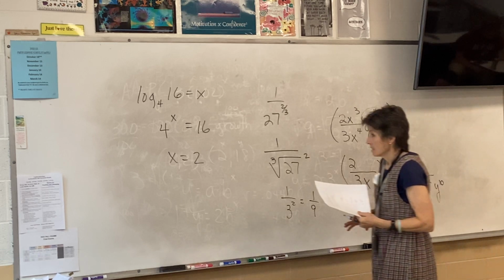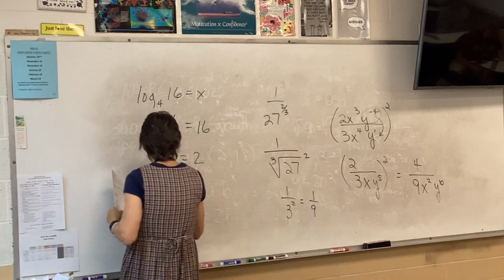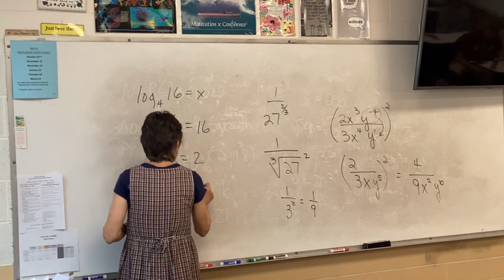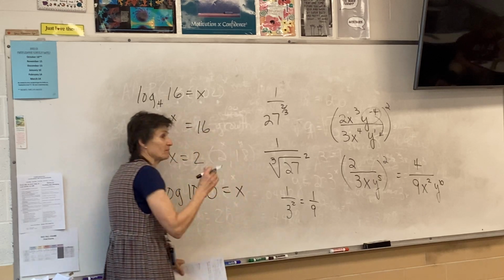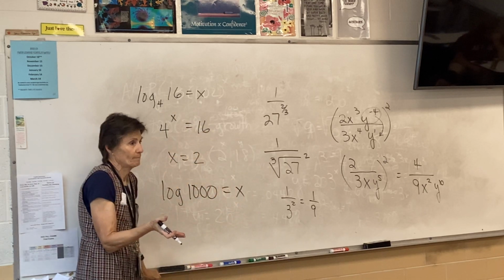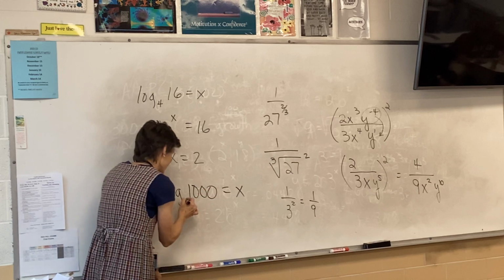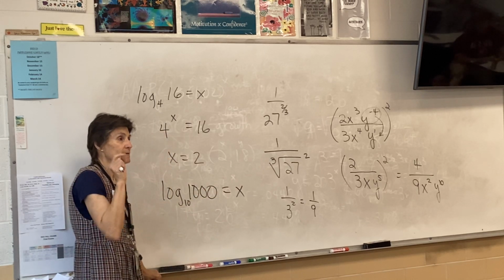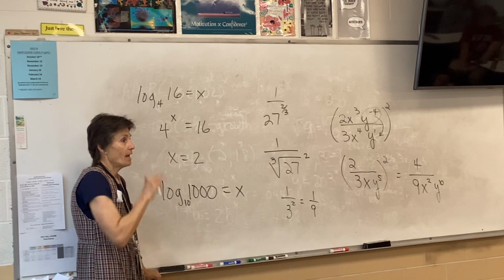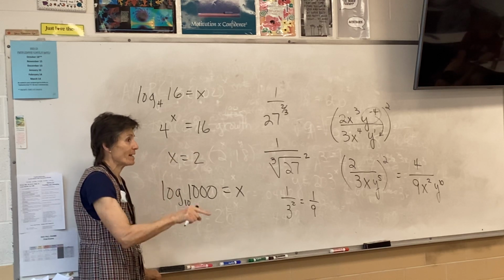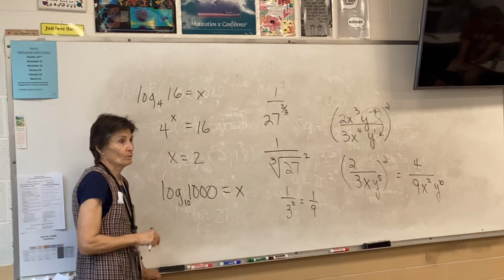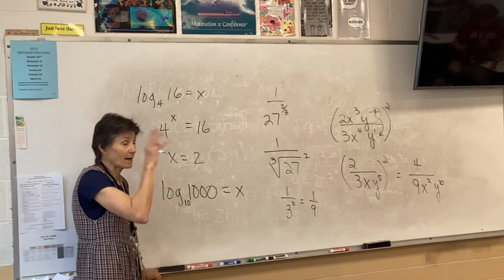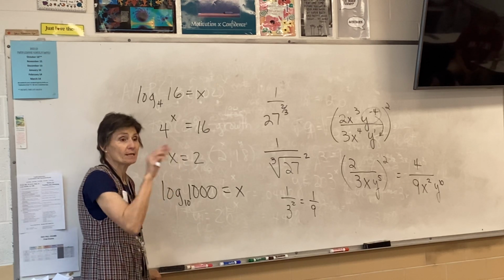H. Now H, we can set it equal to X, but there's still something missing. The 10 is missing. LOG means base 10. LN means base E. Some of you are getting that mixed up. I figured it out. LOG is base 10.